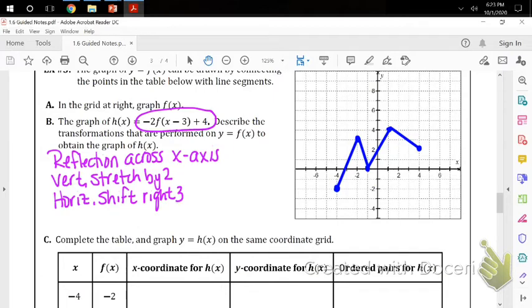And then we get that plus 4 at the end. It's not with the x, it's vertical. It's being added, so it's a shift. And it's a plus 4, so it's going to go up 4. Now, what is this going to do to my table? Well, let's look.